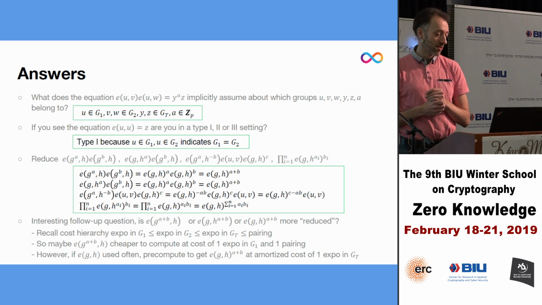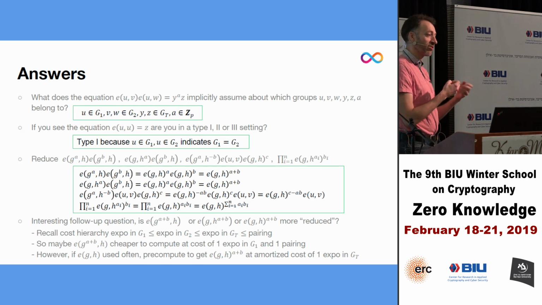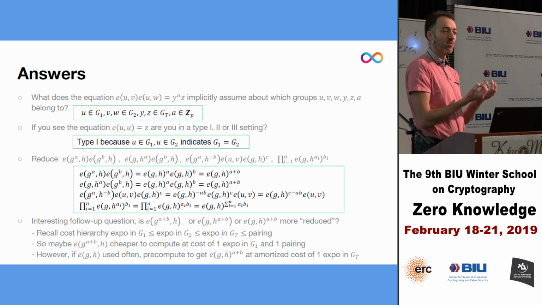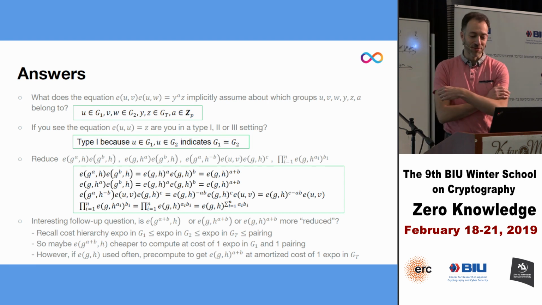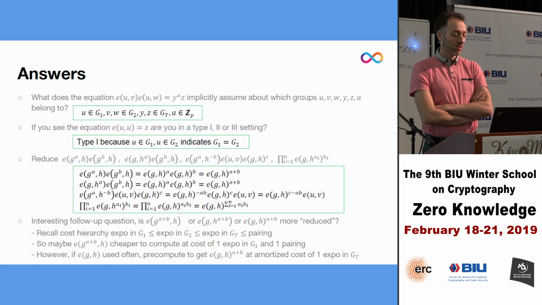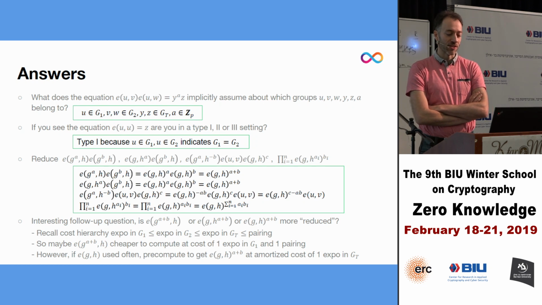In practice, on the other hand, often G and H will be fixed and used many times, so you can actually pre-compute the pairing of G and H. And then you just need to do an exponentiation in the second group to compute the pairing of GH to the A plus B.